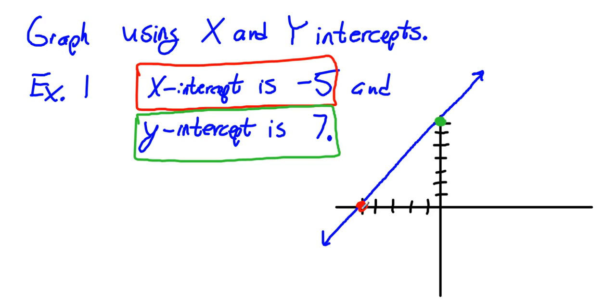And if you're thinking there's got to be more to it than that, no, that's it. They give you an x-intercept, they give you a y-intercept, put those two dots, one on the x-axis, one on the y-axis, and then just connect the dots, and that's it.